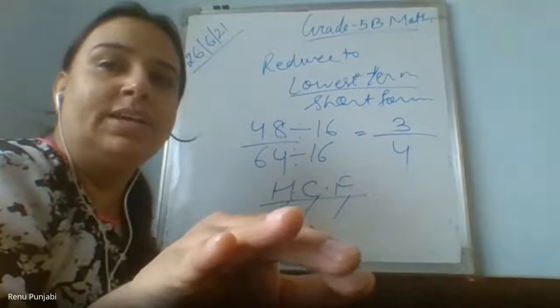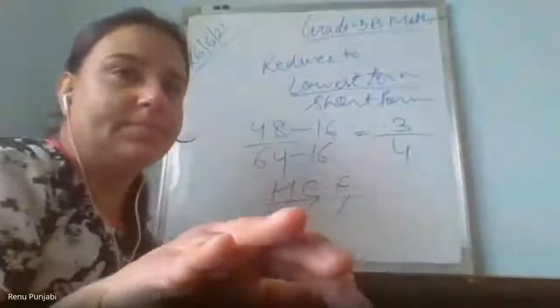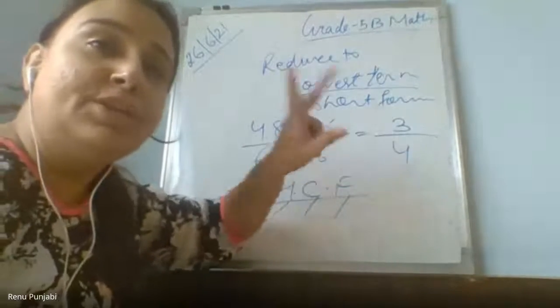Ma'am, I have a doubt. Yes, please ask. Ma'am, 4 also is still, we can still divide 4 in 2 times. As I told, both should be divisible together.